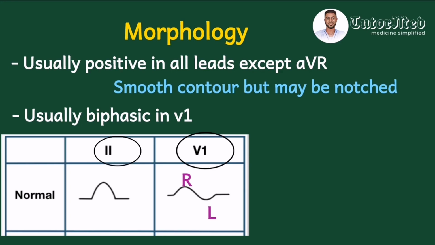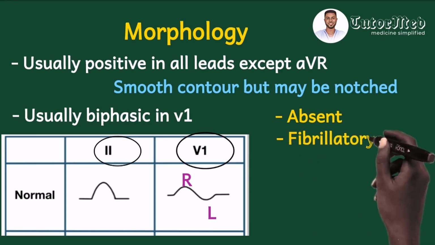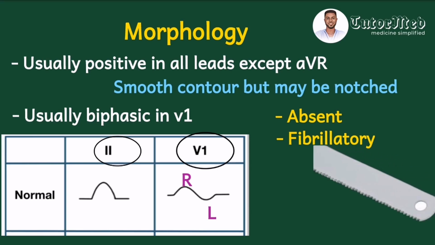Good. And so regarding the morphology of the P wave, some of the abnormalities that can occur include an absent P wave. One of the common causes of an absent P wave on the ECG is atrial fibrillation. Just one of the common examples, but there are several. Another abnormal morphology is that the P wave could be fibrillatory, and this looks like the blade of a hacksaw. Again, the most common cause here is atrial fibrillation, meaning atrial fibrillation can have an absent P wave or a fibrillatory P wave. We will discuss atrial fibrillation in detail in other videos, but for now, let's move to another abnormal P wave morphology.